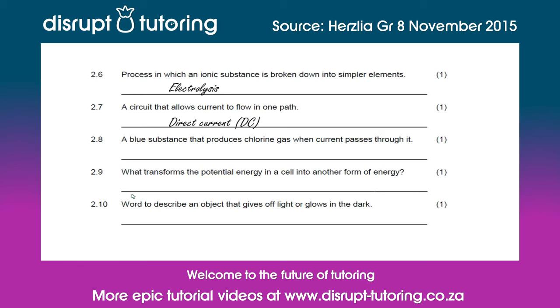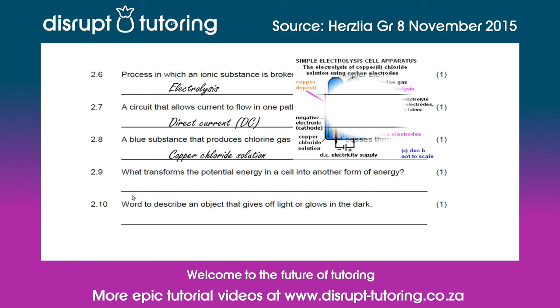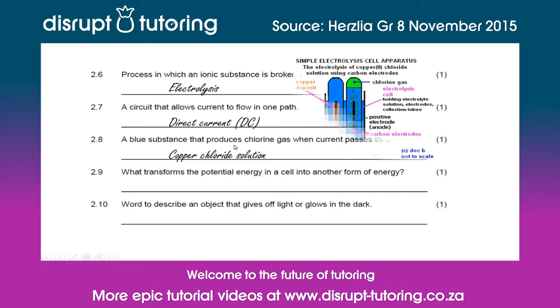2.8, a blue substance that produces chlorine gas when current passes through it. This is copper chloride solution. Copper chloride solution is blue, and this diagram just gives us the representation of the reaction in which the chlorine gas is formed. Okay, so you would have your cathode there, anode, copper chloride solution in there. You pass the current and the chlorine gas is formed here. Okay, that's just a little extra to help us remember the answer to 2.8.